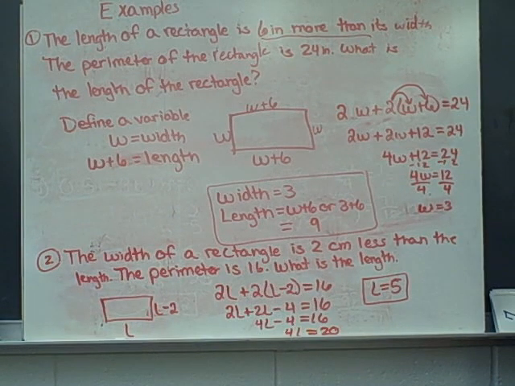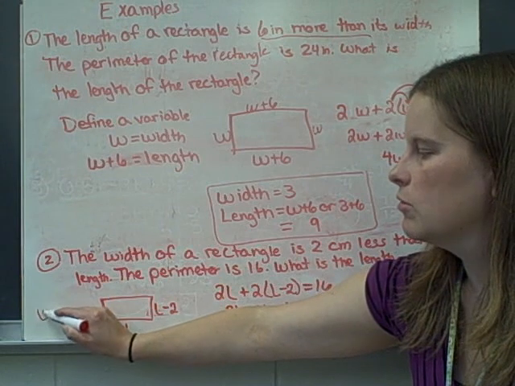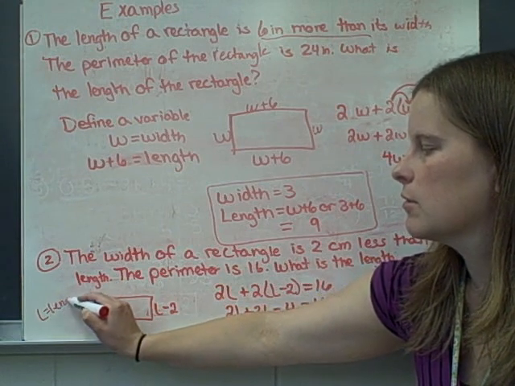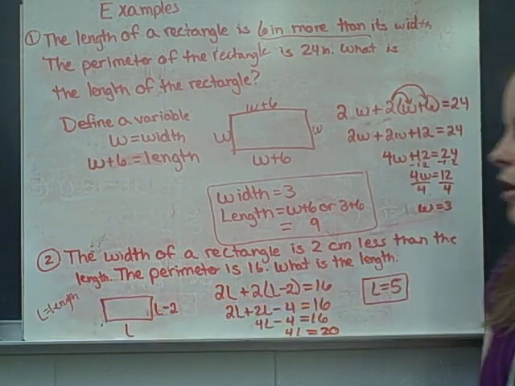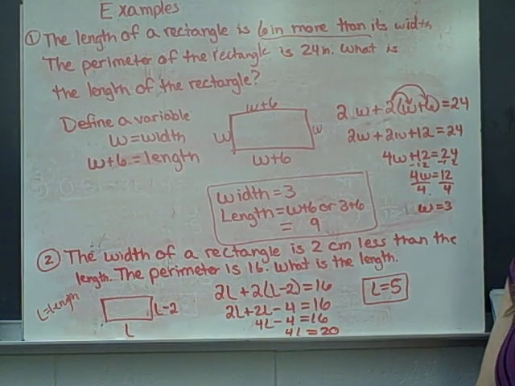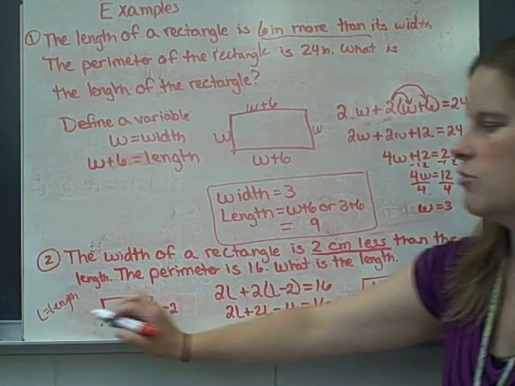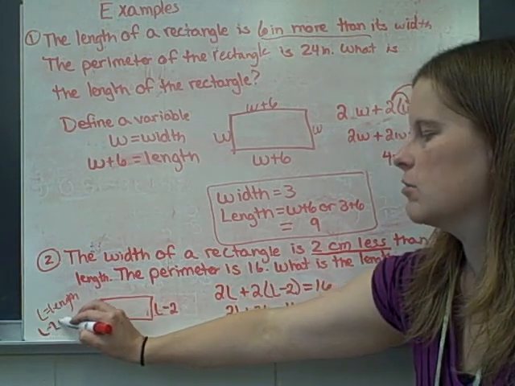Number 2. The width of a rectangle is 2 centimeters less than the length. The perimeter is 16. What is the length? The first thing we need to do is define a variable. So L will equal length. If we know the length, we also know that the width is 2 less than that. So in order to find the width, we could just say L minus 2.